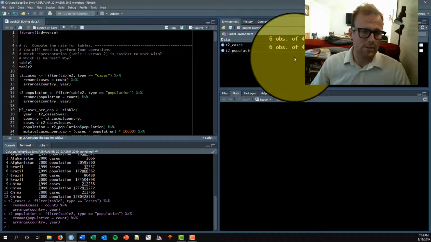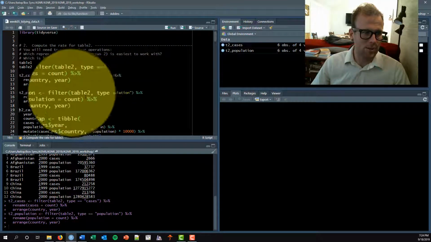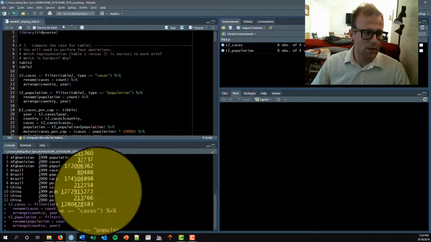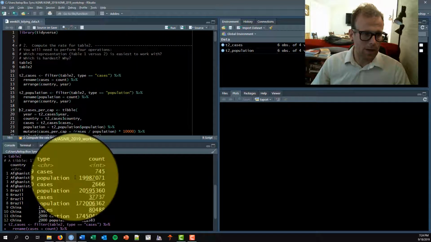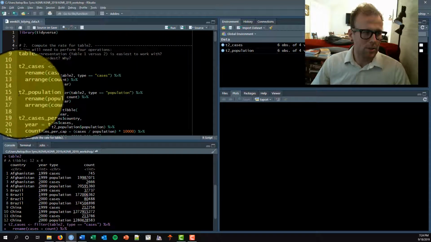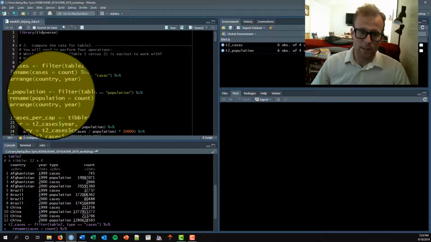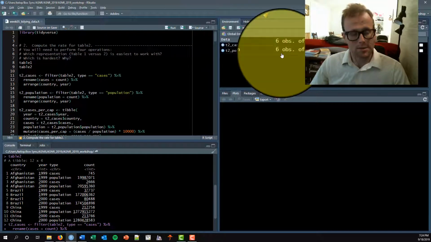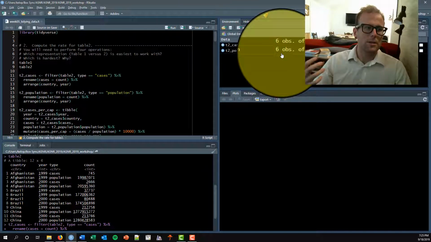And then I will do the same thing to select the population. And you can see that I then select only the rows where type equals population. I'm left with a smaller data frame called T2 population, which is also 6 observations of 4 variables, right? Because obviously these should be the same length because they're coming from the same underlying data set.